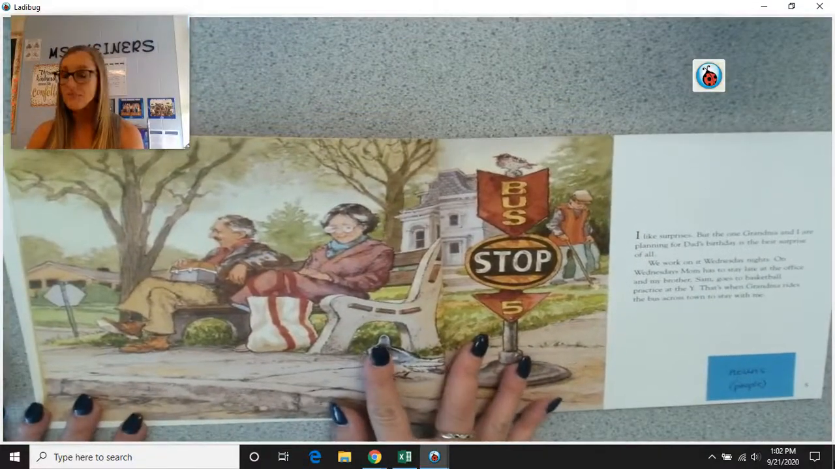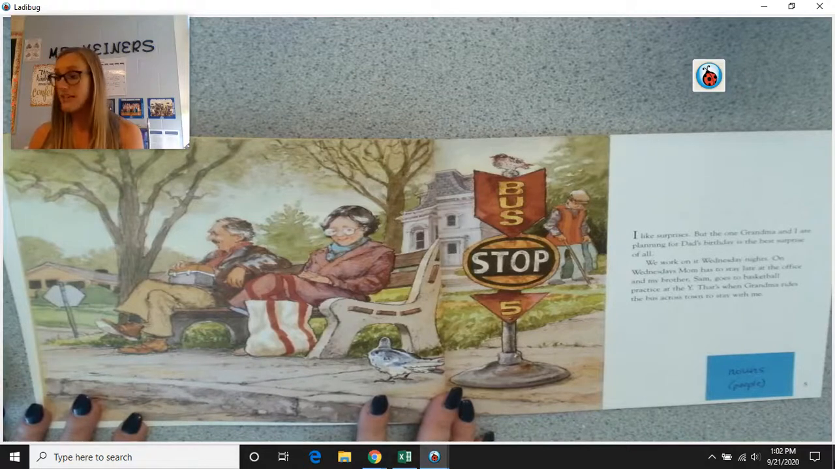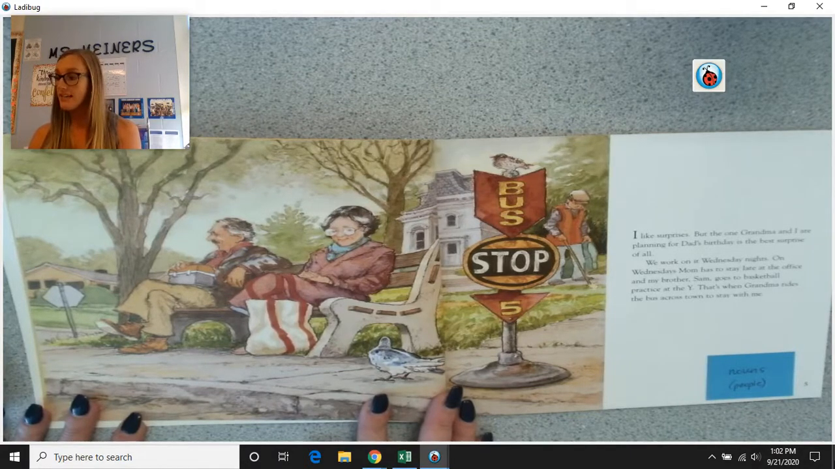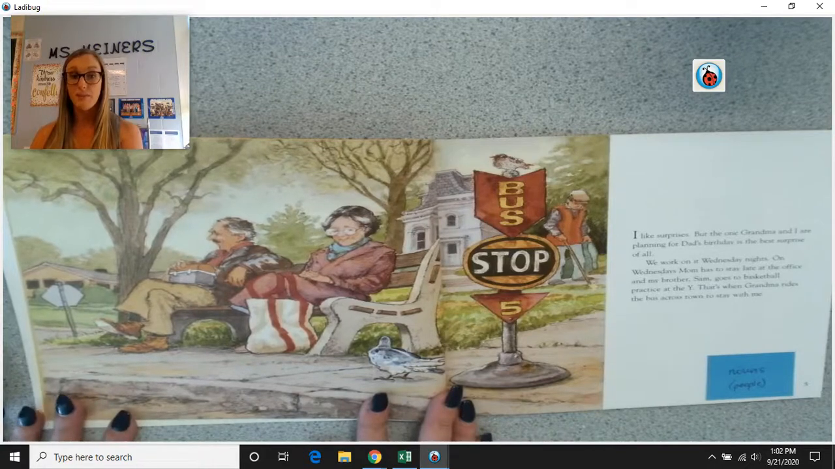I like surprises, but the one Grandma and I are planning for Dad's birthday is the best surprise of all. We work on it Wednesday nights. On Wednesdays, Mom has to stay late at the office, and my brother Sam goes to basketball practice at the Y. That's when Grandma rides the bus across town to stay with me.